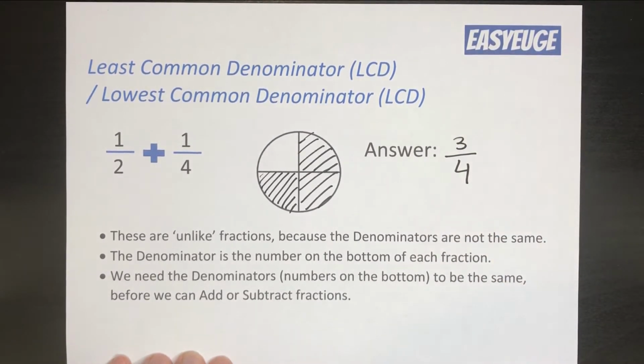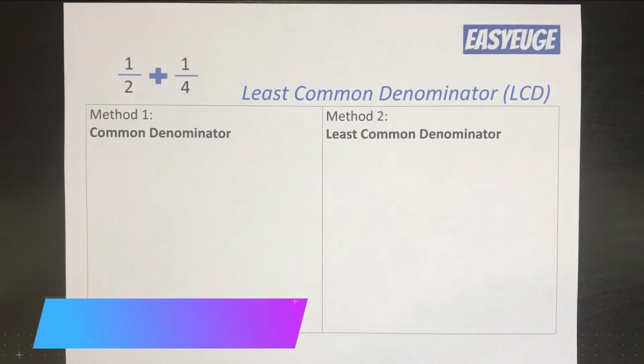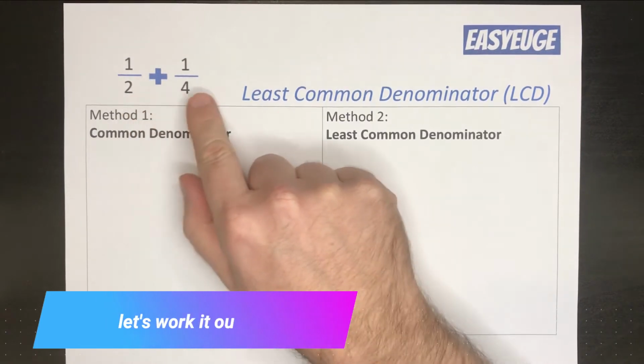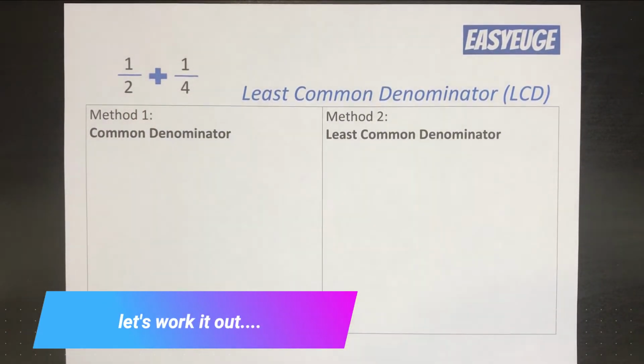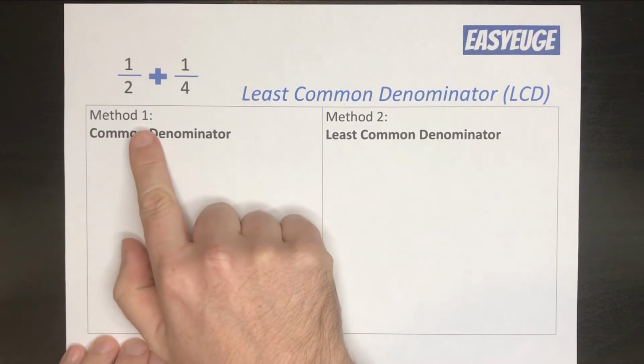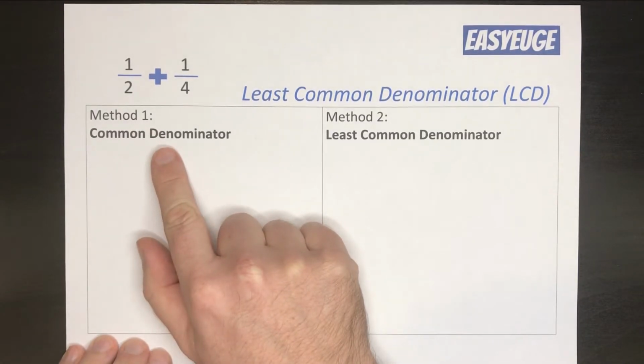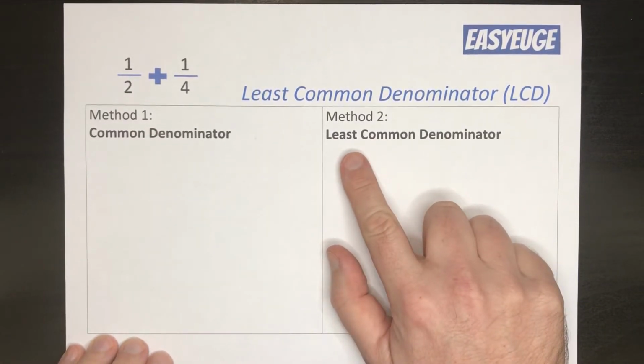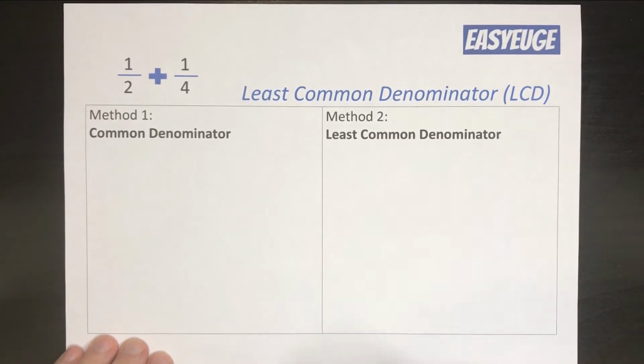So let me show you how to do that using maths. So here it is, here's the half and here's the quarter. Let's work it out on paper. We know the answer is 3 quarters, but let's prove that we can get 3 quarters as our answer. I'm going to show you two methods. Method 1 is called the common denominator and method 2 is the least common denominator, and you'll see the value of this later in the video.